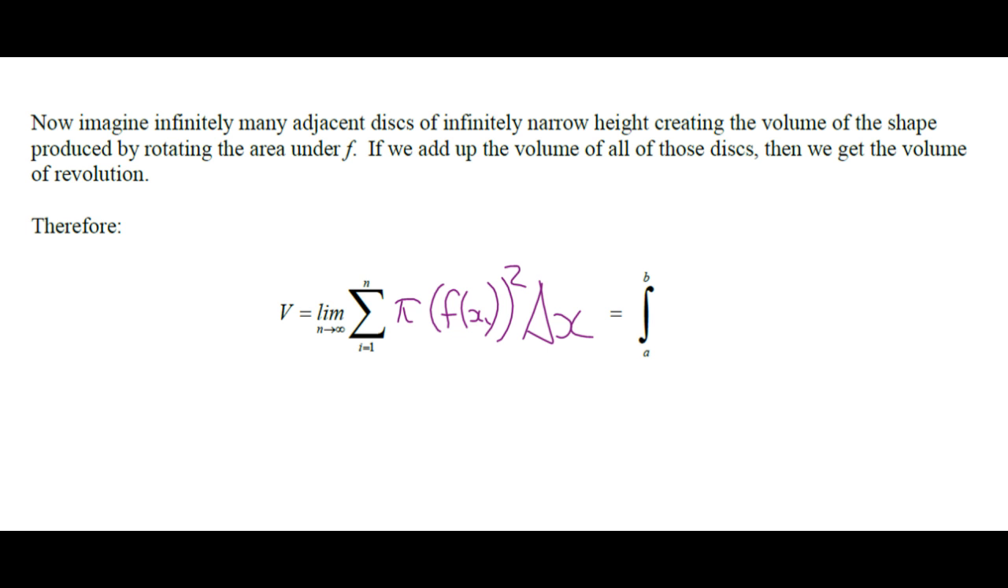Okay, and we're just going to add up all of those infinitely thin disks. Now we can do that, right, using the integral from a to b, over some interval, of pi f of x squared dx. Okay, and that formula is given to you on your formula sheet. Although I think the pi, because it's a constant, is stuck out front.